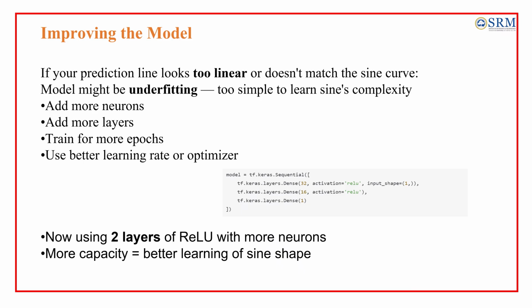Finally, improving the model. If the predicted sine wave looks too linear, it means the model doesn't have enough capacity. We can fix it by adding more neurons or hidden layers, or training longer, like adding more epochs. In fact, moving to 2 hidden layers with ReLU activation gives the model more power to capture the sine complexity. Model building is iterative: define, train, evaluate, and improve. Once the model is accurate enough, the next step is preparing it for deployment.